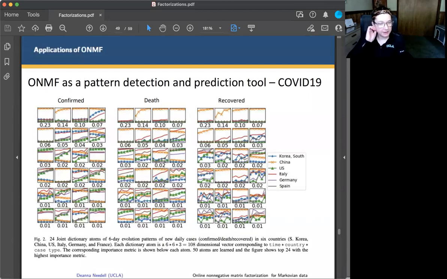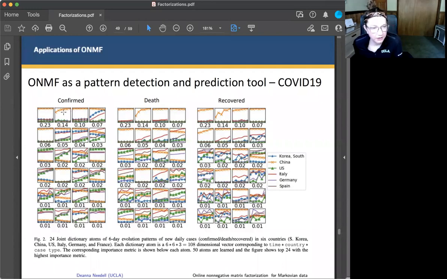Here's an example, as I mentioned, using online NMF for prediction. And so this is COVID data. This was from early 2020. And we were looking at just case counts of confirmed cases, deaths, and recovered cases for the 6 countries that were first reporting data at the very beginning. What we're seeing here are the dictionary atoms that were learned, so the columns of the dictionary matrix.